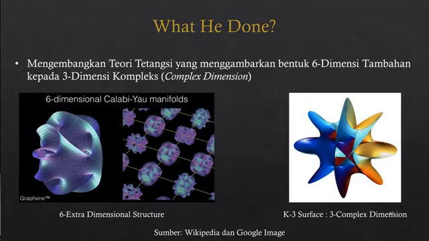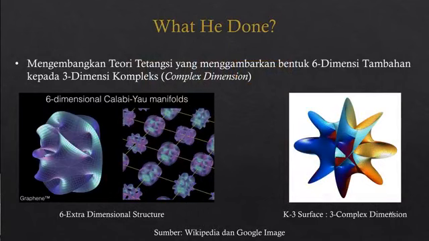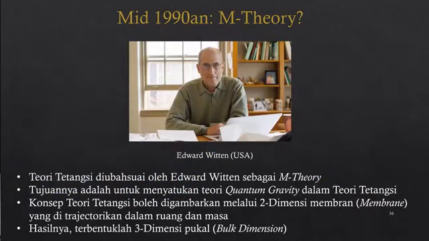10 to the power of 500 solutions to the Calabi-Yau manifold. And we will see that there is a physicist who names these solutions. We will see that later. So they try to visualize from 6 extra dimensions to 3 complex dimensions. We call it the K3 surface.